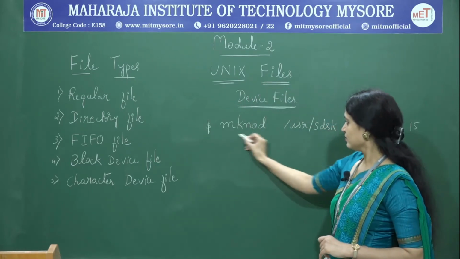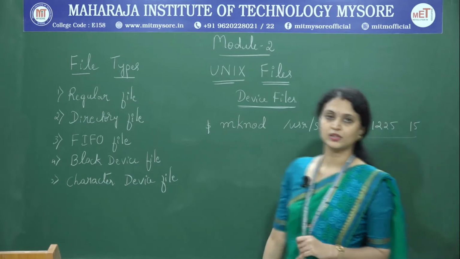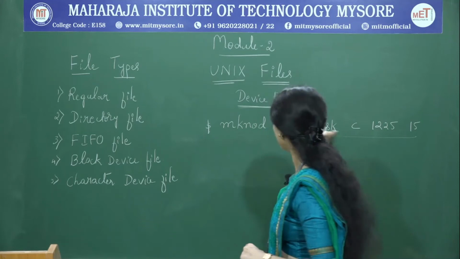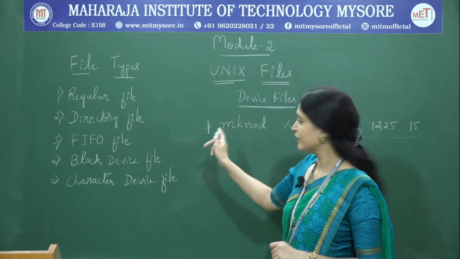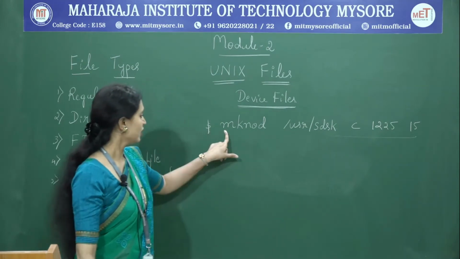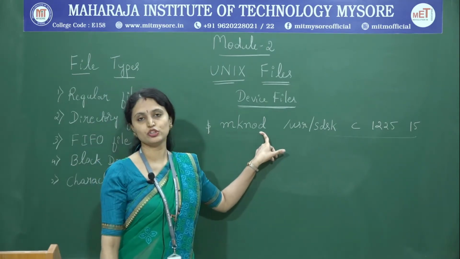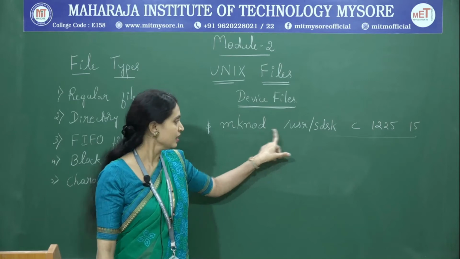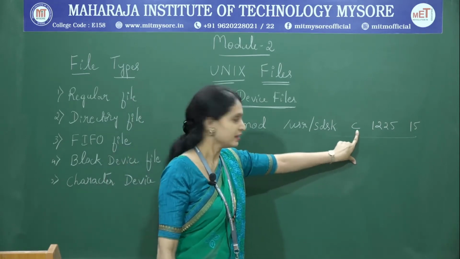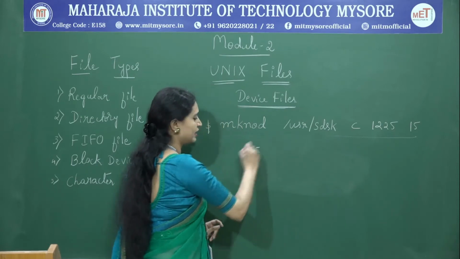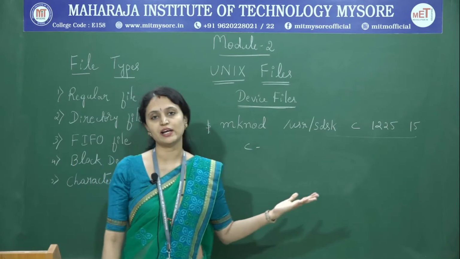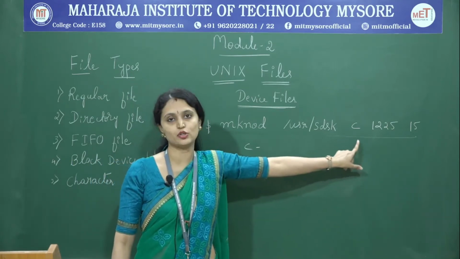So, this is the example to create a character device file SDSK by using the command mknod. mknod is the command which is used to create the device file, and this is the name of the file, followed by C. Here C represents it is a character device file. If it has to be a block device file, then B should be used instead of C.